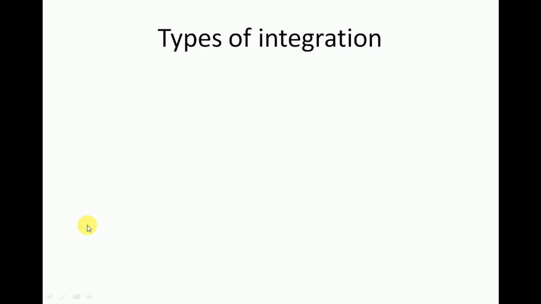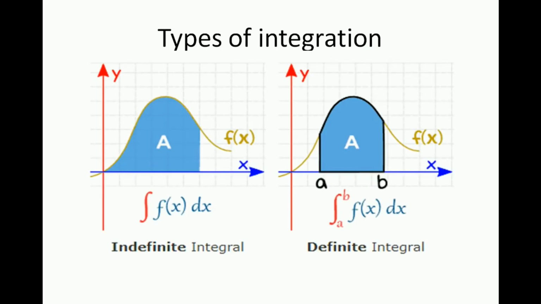There are two types of integration: indefinite integration and definite integration. In indefinite integration we find the area of the whole function. We don't have boundaries, so I have to integrate without limits. But when you put in limits, here you can see I'm finding the area starting from a to b. This is called a definite integral. In this video we'll talk about indefinite integrals.